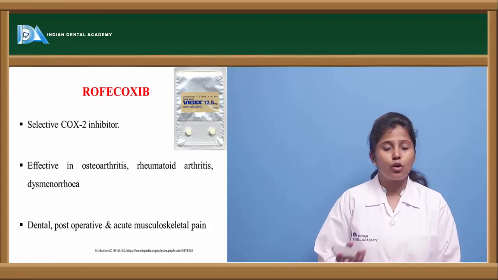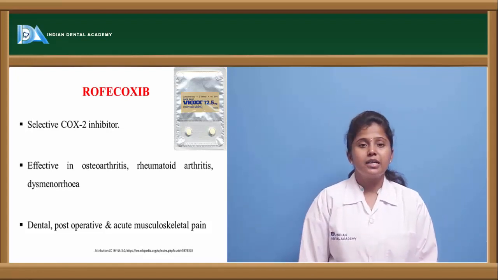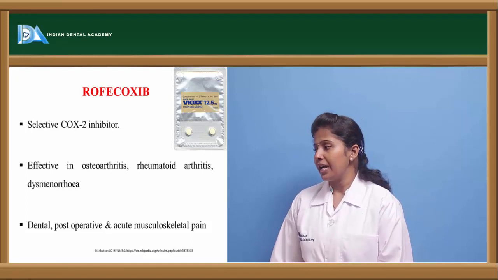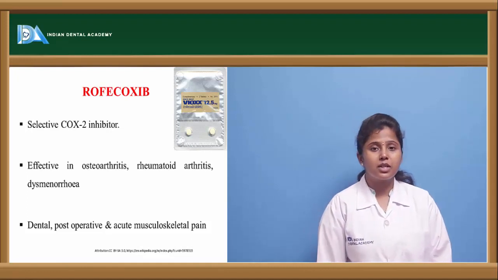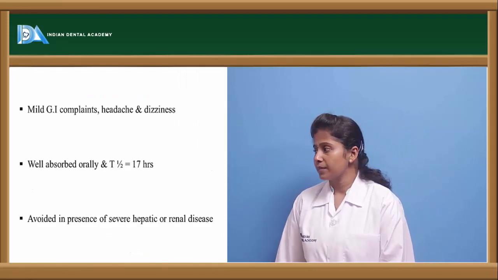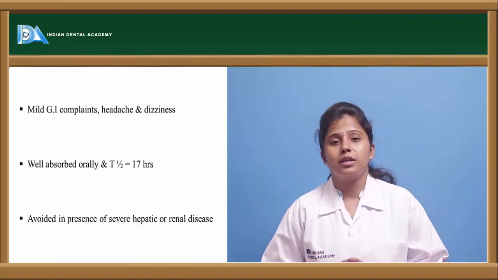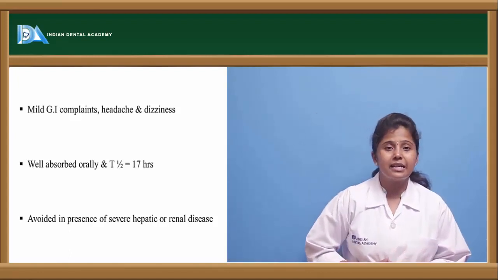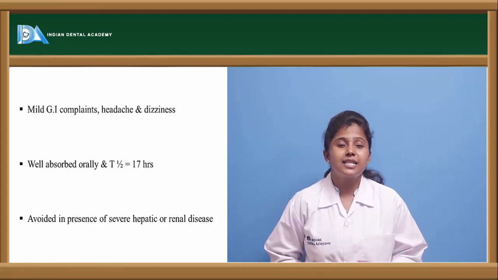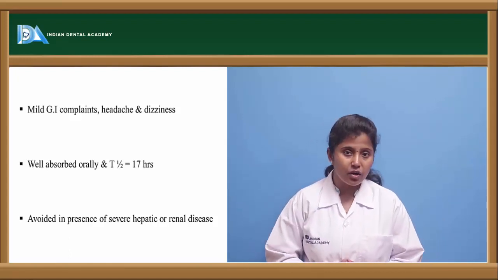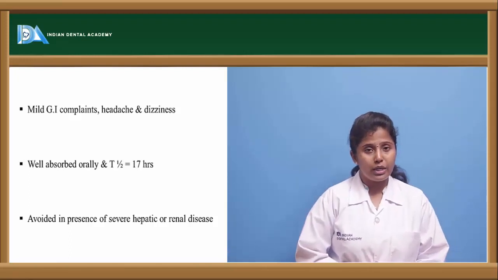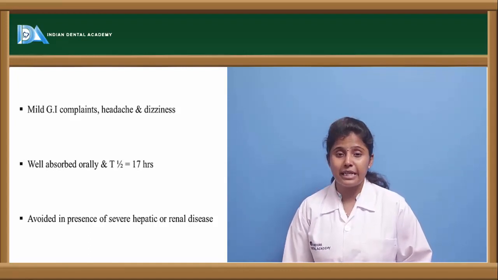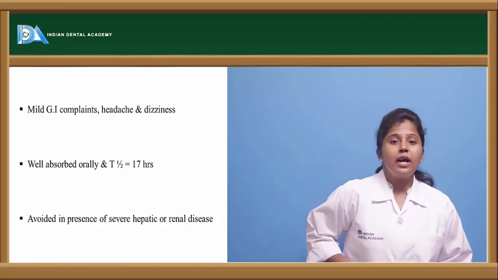This is a selective COX-2 inhibitor, and it is effective in relieving pain or inflammation in osteoarthritis, rheumatoid arthritis as well as dysmenorrhea, and it is better used in dental, post-operative and acute musculoskeletal pain. Rofecoxib has the normal adverse effects like headache as well as dizziness, and there will be some gastrointestinal disturbances. These gastrointestinal disturbances are mild but not severe, and it is well absorbed orally. It is mostly given through the oral route, and the half-life of this drug is about 17 hours. And it is avoided in the presence of hepatic or renal failure.